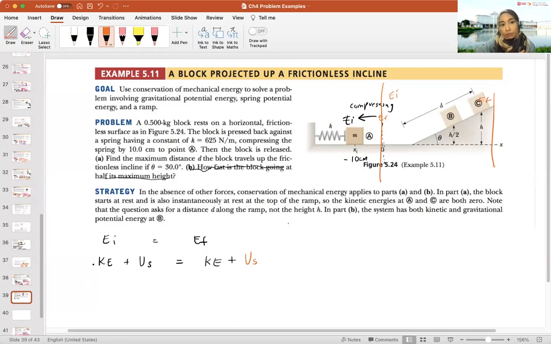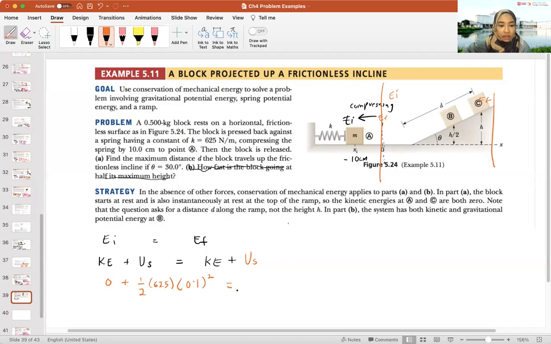KE, when we start, we compress it, motion has not started, so this becomes 0. This is 1 over 2 K, K is 625, and we compressed by 10 centimeters, so that is 0.1 squared. 1 over 2 kx squared, right? We're compressing by 0.1 meter. So that is initial energy.